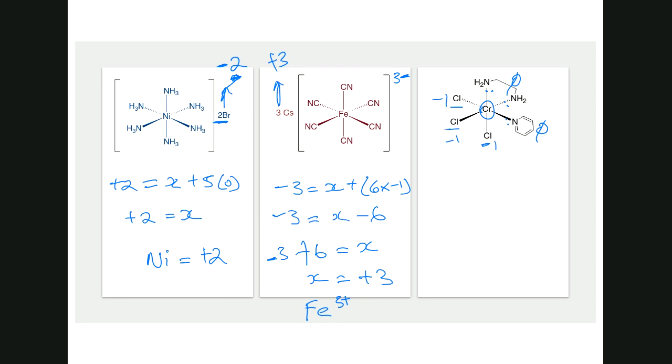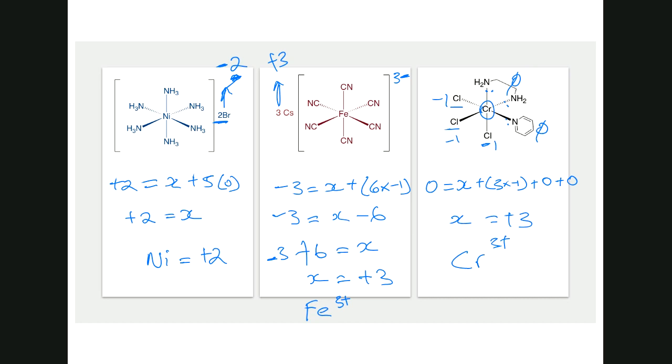So the overall charge of this molecule is 0. So 0 is going to equal the oxidation state of our metal, which we don't know, so we're going to call that X, plus the charge on our anionic ligands, the chlorides, which is 3 times -1, plus 0 plus 0. If we solve for this, we find that X is equal to +3. So we have chromium 3 plus.